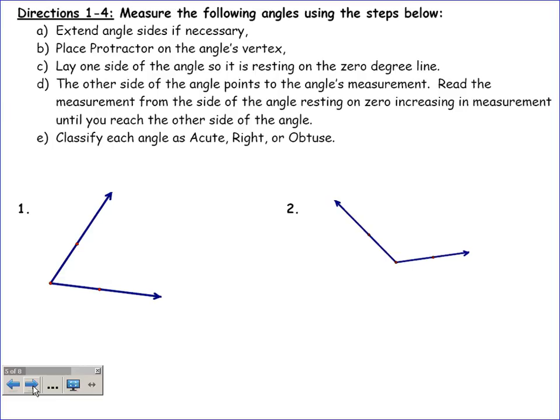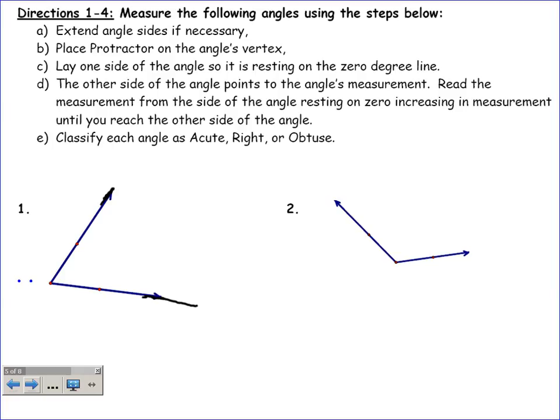Measure the following angles. I told you not to do it. Sorry. Don't be sorry, just don't do it. Measure the following angles using the steps below. Extend the angle sides if necessary. My protractor is fine. Yours, you probably need to draw this angle so it's a little bit longer. It would look something like that. Draw the angles so these lines are a little bit longer. Make sure they extend far enough.